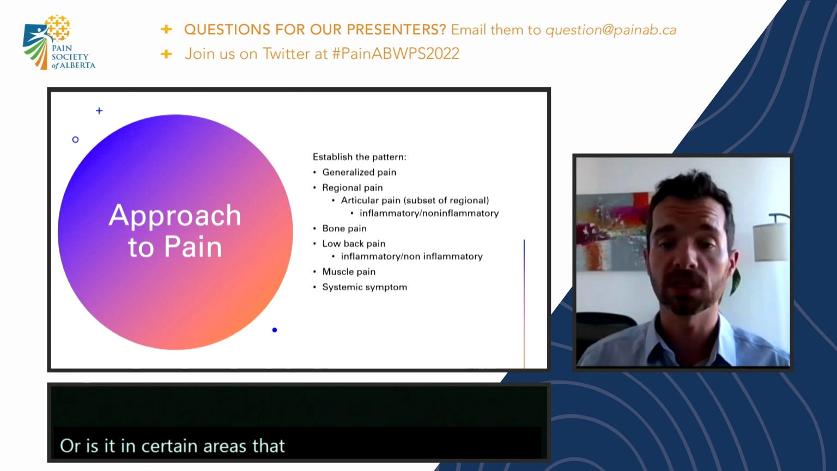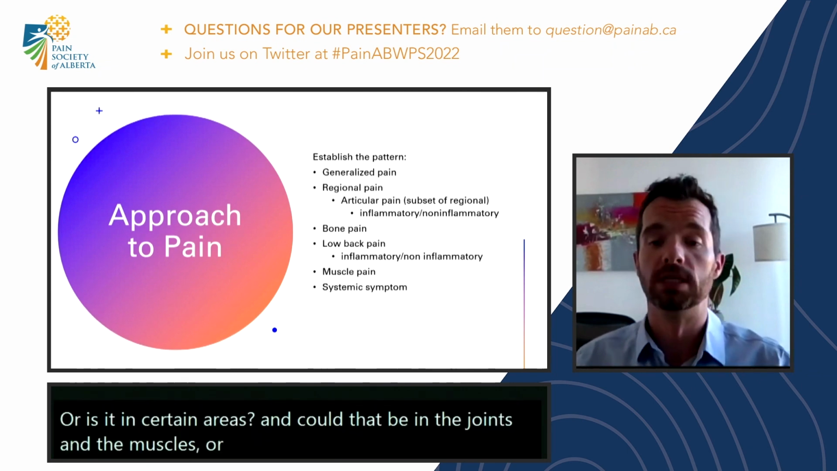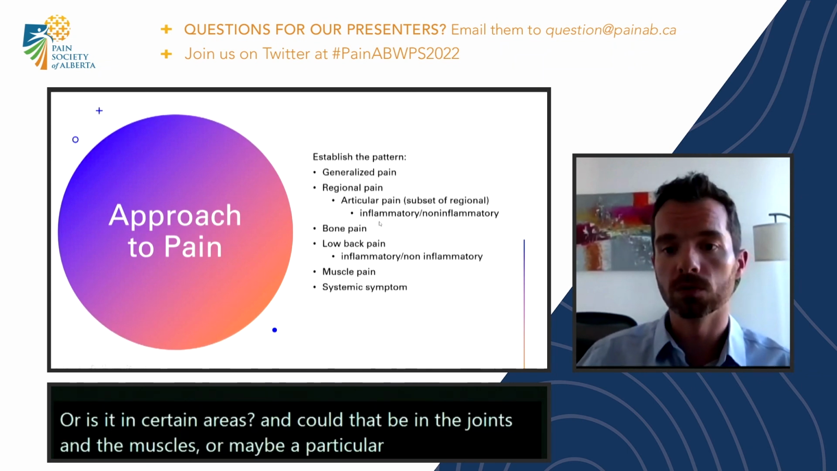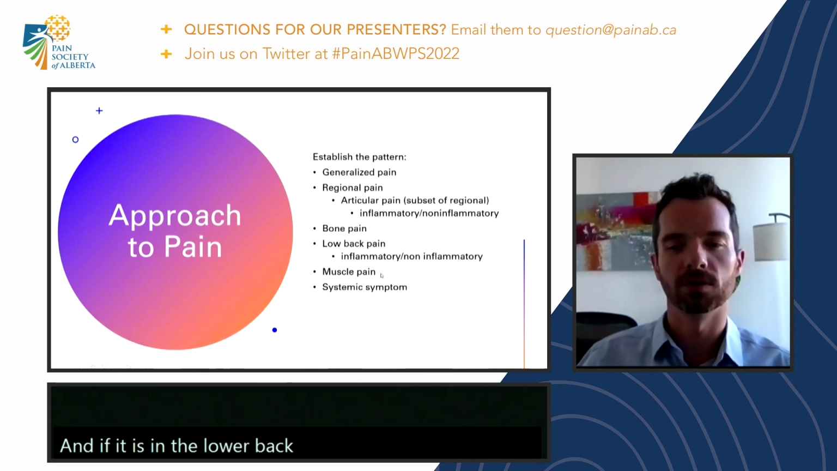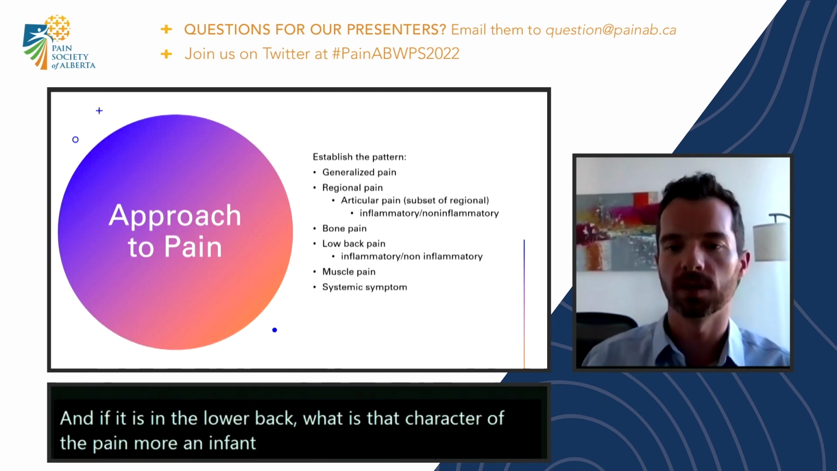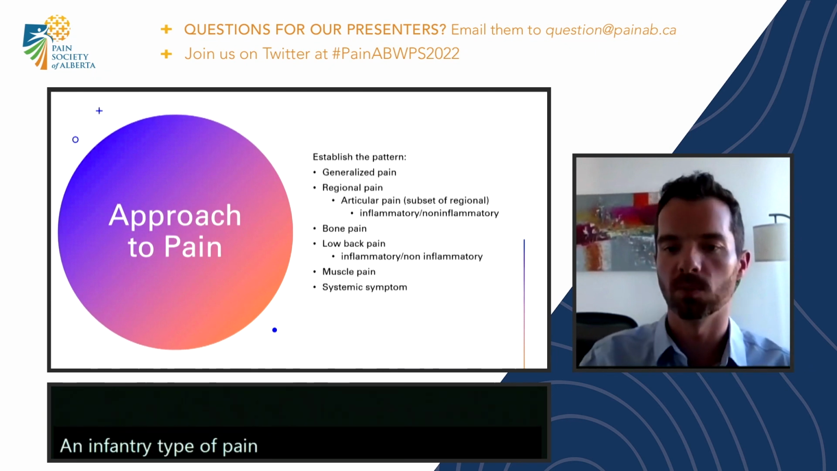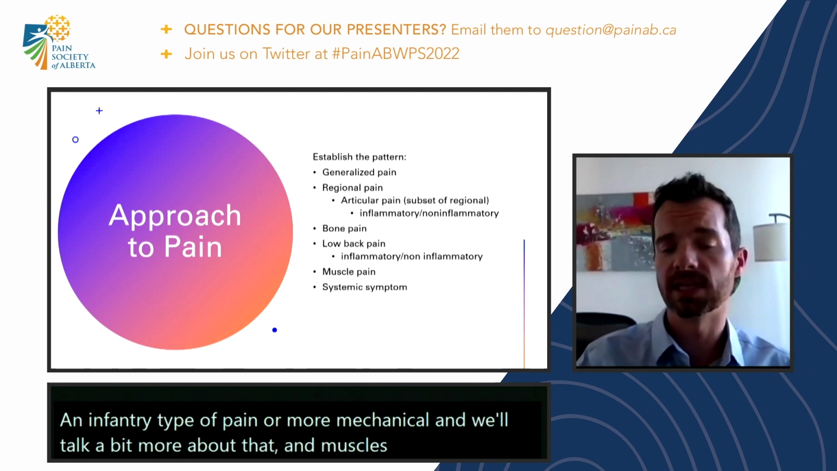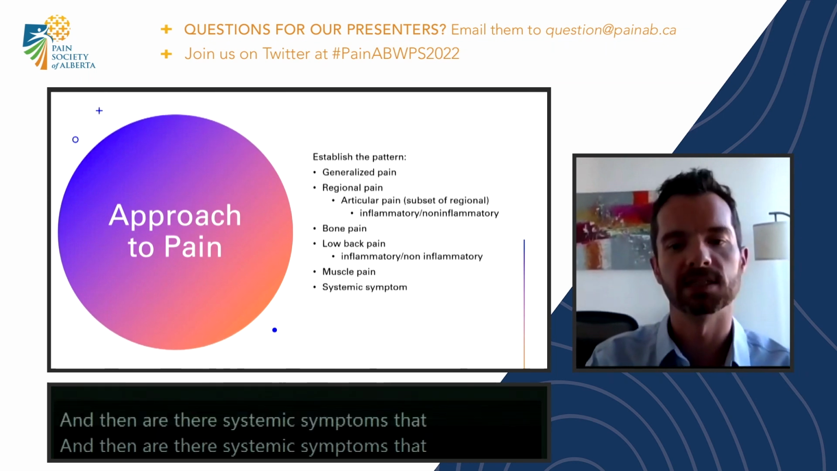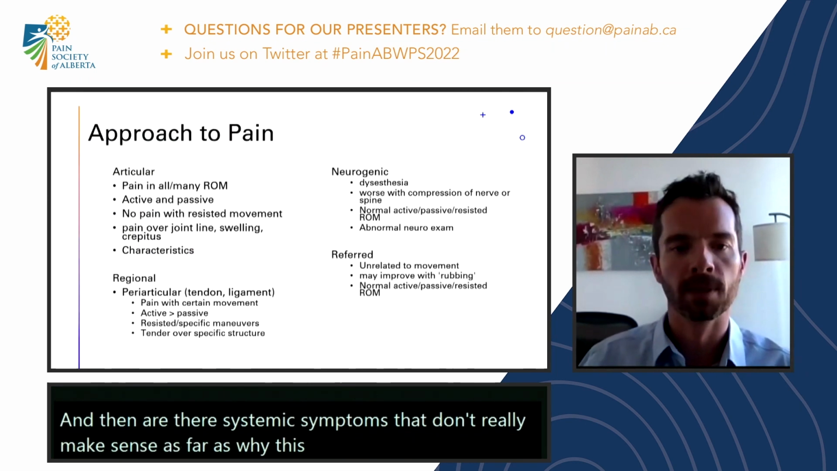And could that be in the joints, in the muscles, or maybe a particular joint? Could it be in the bones or in the lower back? And if it is in the lower back, what is the character of the pain? Is it more an inflammatory type of pain or more mechanical? And we'll talk a bit more about that. Is there pain in the muscles? And then are there systemic symptoms that don't really make sense as far as why this person is coming in?